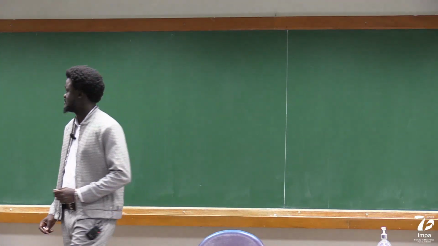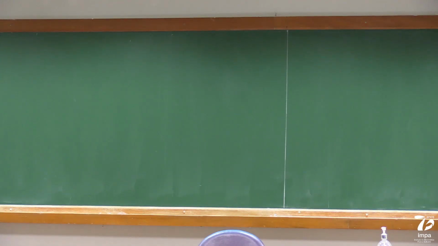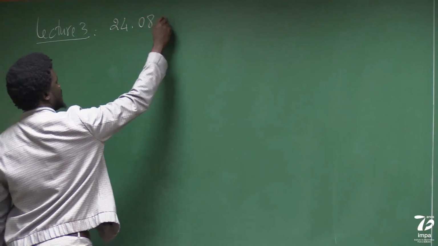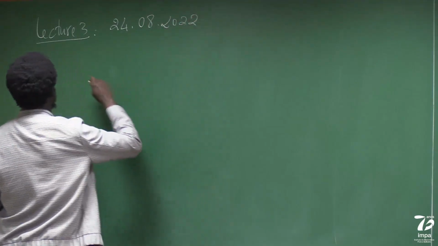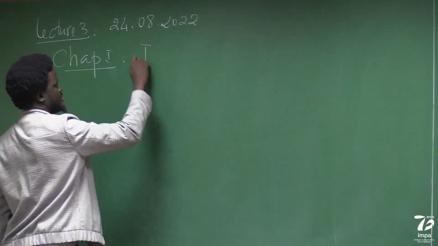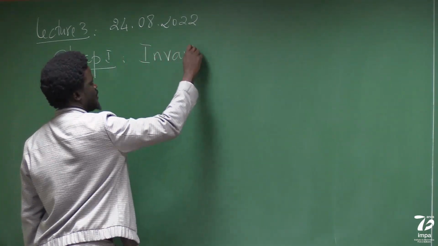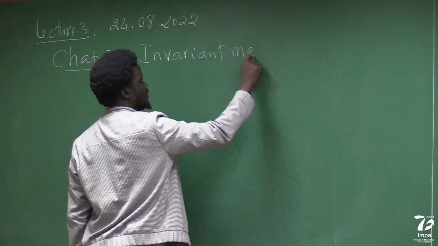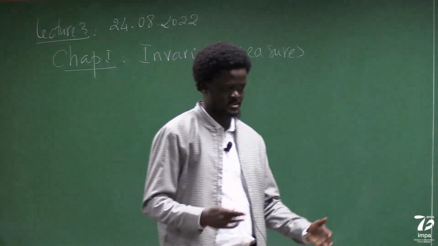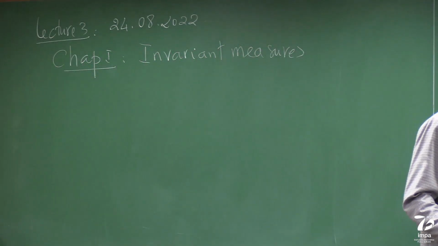Okay, so we continue with the third lecture today, lecture number 3. Probably today I think maybe we will finish this chapter 1. I don't know, probably yes. So we were still on chapter 1 about invariant measures. Today we will do more examples and see some techniques to find these invariant measures for certain maps.